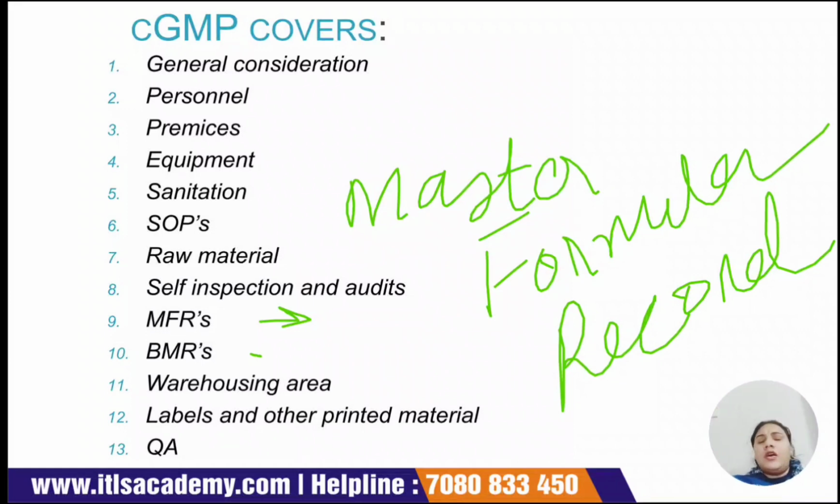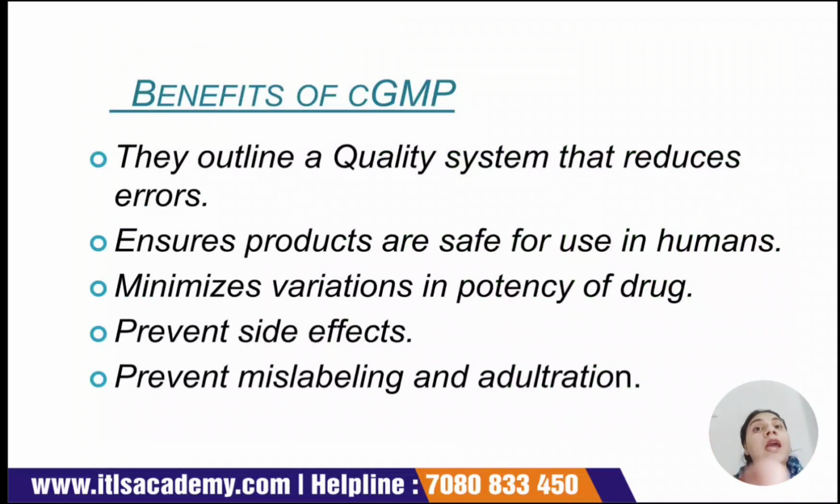And of course, at last, quality assurance, meaning the product should be of high quality and properly assured, yes, this product is safe for consumption. Now comes the benefits of the CGMPs. If we talk about the benefits of the CGMPs, they outline a quality system that reduces the errors.